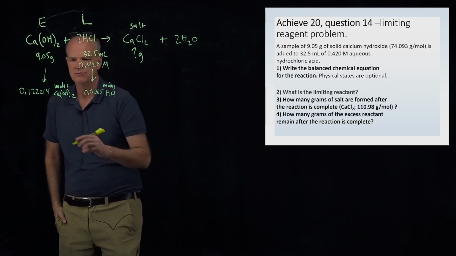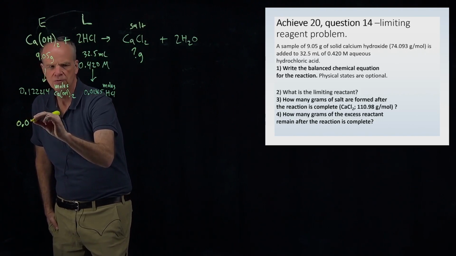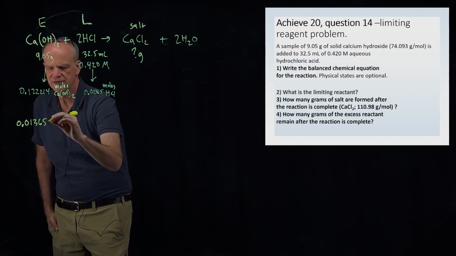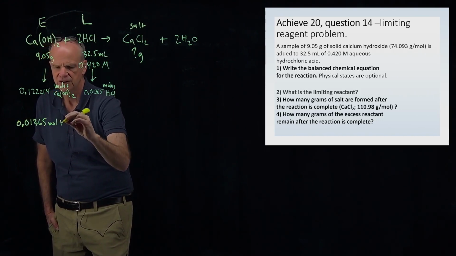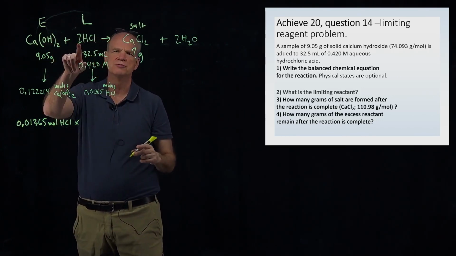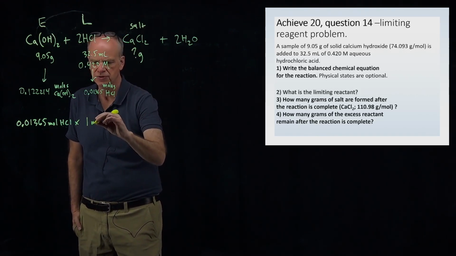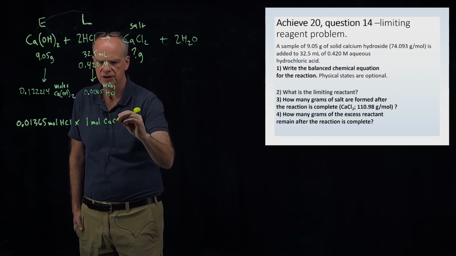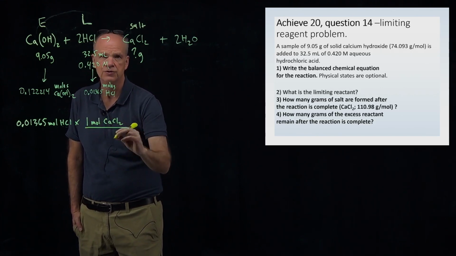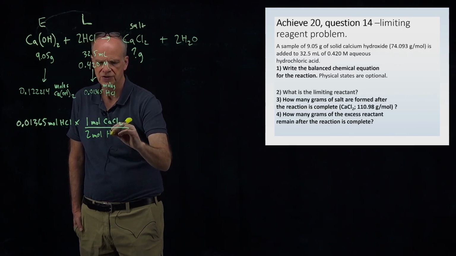So here we go. We have 0.01365 moles of HCl. And we see that for every 2 moles of HCl, you get 1 mole of calcium chloride produced. So it's 1 mole calcium chloride over 2 mole of HCl.